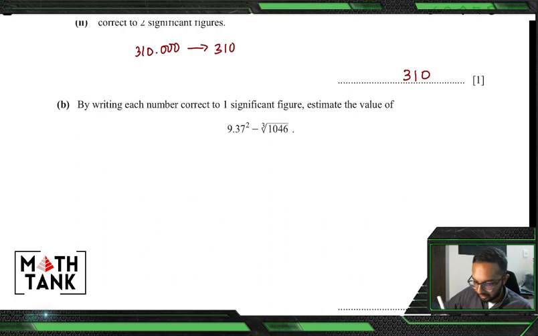Then by writing each number correct to 1 significant figure, estimate the value of this. So I'm going to say that this becomes 9 squared minus cube root of 1000. 81 minus cube root of 1000 is 10. So that's 71.